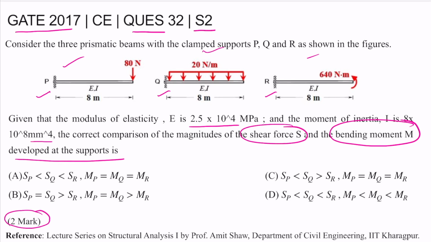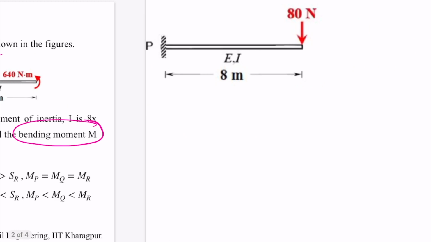Let's start with the solution of this problem. So in this problem, we will find the value of shear force and bending moment at the support location for these three beams, and then finally we will compare the value of shear force and bending moment and find the correct answer. So let us take up this structure, that is structure 1 first.